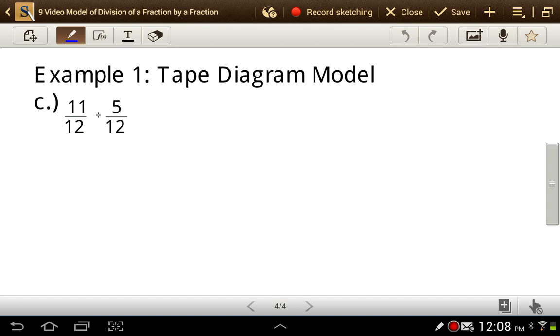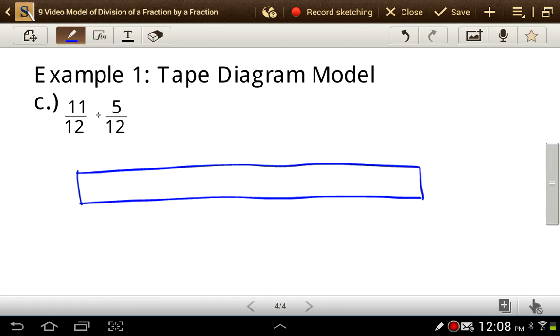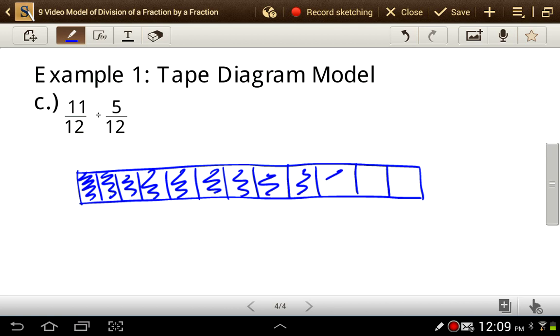This one's a little bit harder. I know a lot of you are probably noticing, just divide the numerators. But this one does not work quite so easily. So I'm going to make my fraction strip: 1, 2, 3, 4, 5, 6, 7, 8, 9, 10, 11. Notice I always make one less line than I have to get to 12. Now I'm going to shade in 11 of those, which takes me almost to the end. Then I am going to figure out how many 5/12 I can fit in there.